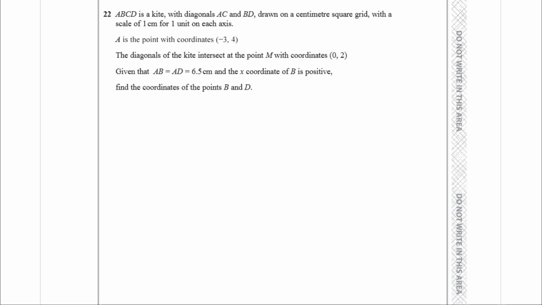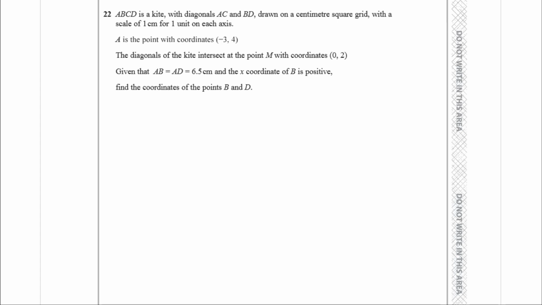Question 22, ABCD is a kite with diagonals AC and BD drawn on a centimeter square grid with a scale of 1 cm for 1 unit on each axis. A is a point with coordinates -3, 4. The diagonals intersect at M, which is coordinate 0, 2. Given that AB equals AD equals 6.5 and the x-coordinate of B is positive, find the coordinates of the points B and D. I would encourage you to draw this immediately on a graph.